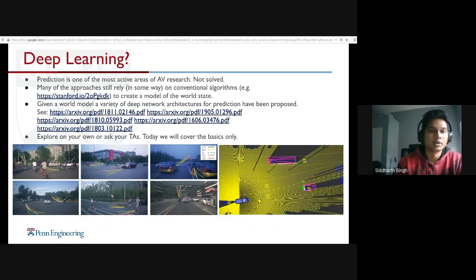Then, what are the methods that we can use to perform these predictions? The first thought that might come to everyone's mind is deep learning. This is prediction. We have been learning and hearing about predicting things using machine learning and deep learning approaches, right? But even then, the deep learning approaches rely a lot on conventional algorithms, such as particle filters and Bayesian algorithms and Bayesian equations, such as in this image on the right.